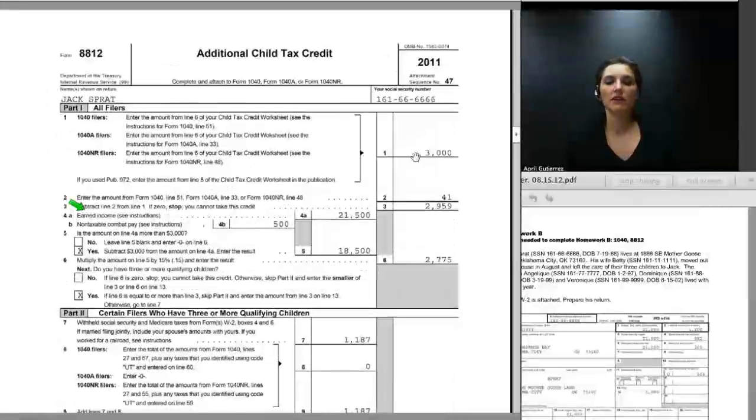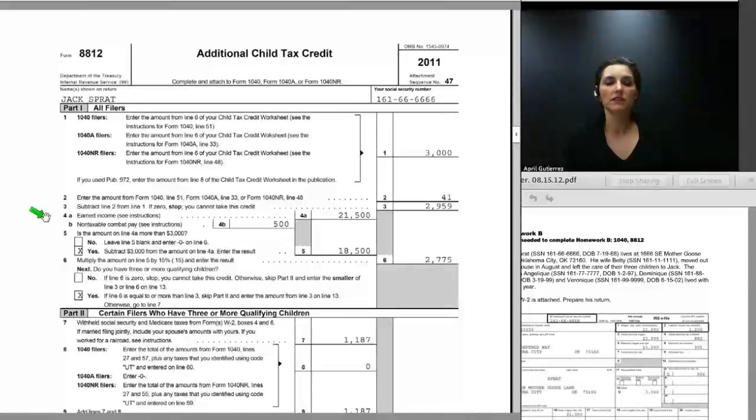Here is Jack's Form 8812, and we begin the form by entering 3 times $1,000. That's $3,000 being the maximum potential additional child tax credit that he can claim. We then reduce that by the amount of child tax credit that he has entered on line 51 of his Form 1040, and that leaves him with $2,959 as the maximum amount of additional child tax credit he could be eligible to claim. But we're not done. We do need to take a look at some other items.